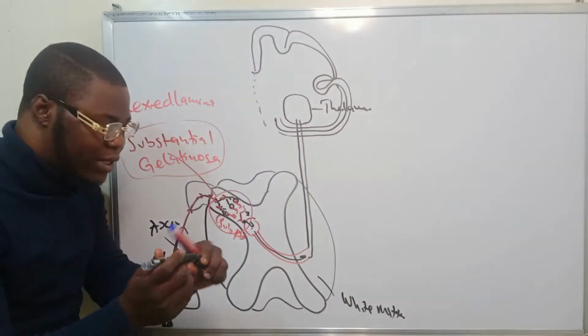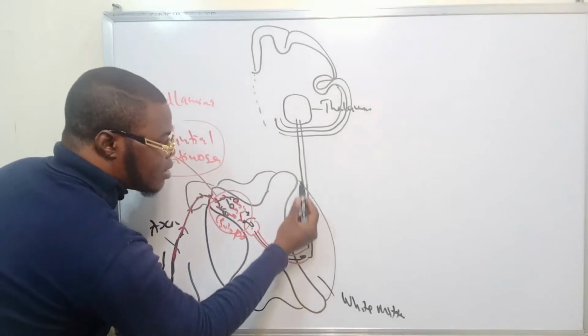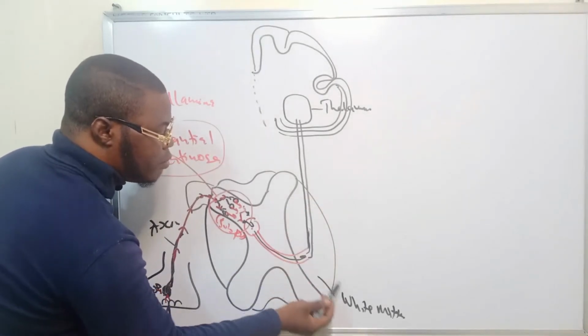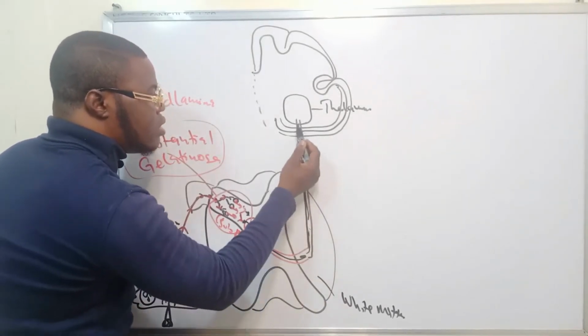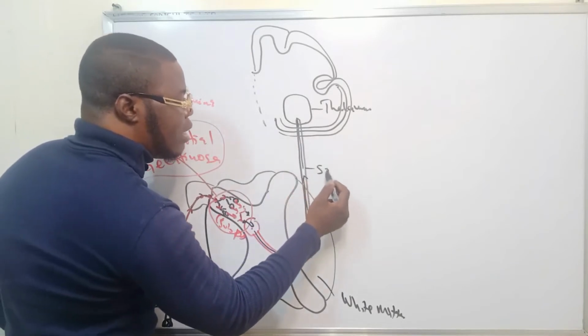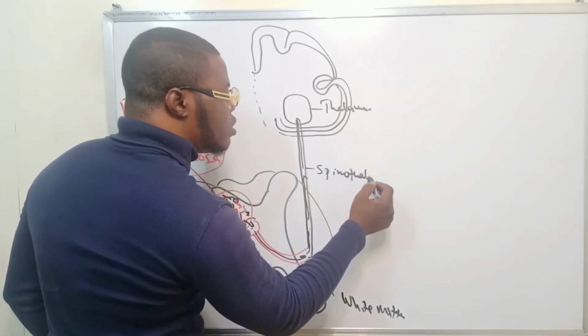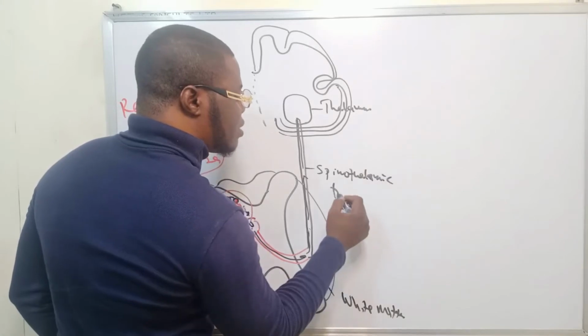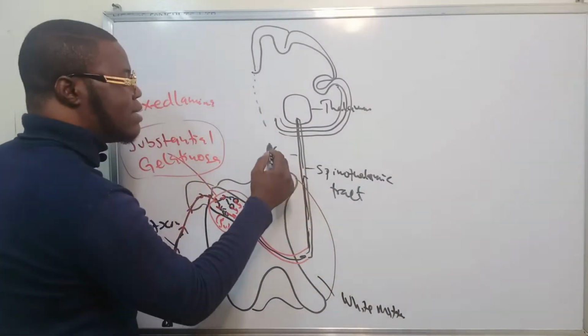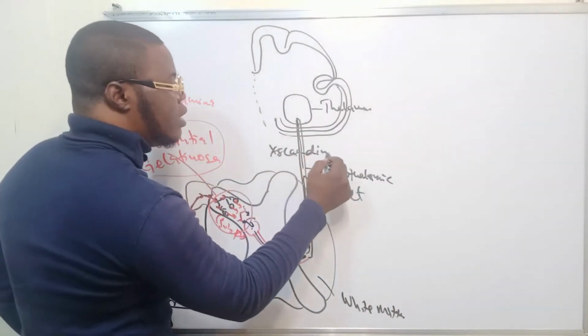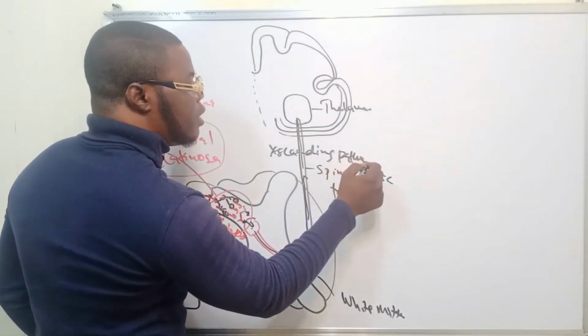Now, if that be the point, we said this tract that takes the impulse from the spinal cord into the thalamus is called the spinothalamic tract. Spinothalamic tract. And we said it forms the ascending pathway of pain, ascending pathway of pain.